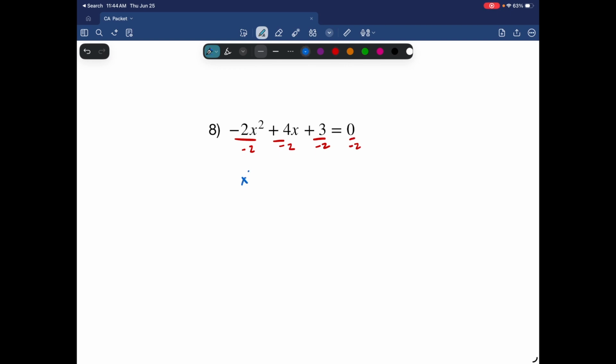And that's going to give us x squared minus 2x minus 3 halves equals 0. So you get x squared minus 2x equals 3 halves. Okay, so we already did it from the previous problem, so this is going to be plus 1 plus 1. I know this is going to be x minus 1 all squared equals 3 halves plus 1, which is 5 halves. All right, so take the square root of both sides. So it's going to be x minus 1 equals plus or minus square root of 5 halves.